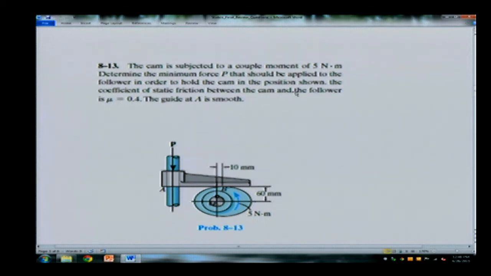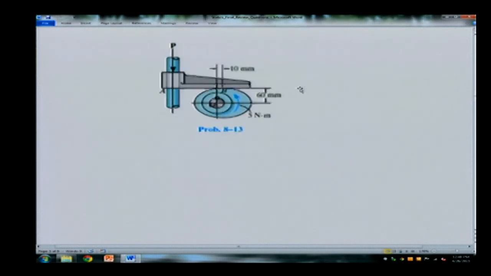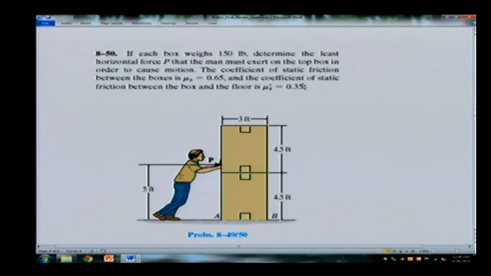So we have 2 boxes weighing 150 pounds. The coefficient between the boxes is 0.65, and the coefficient between the box and the floor is 0.35. This problem is asking us for the least horizontal force P that we need in order to move the boxes. These 2 boxes have weight forces. We want the minimum force P exerted on these 2 boxes that will cause motion.